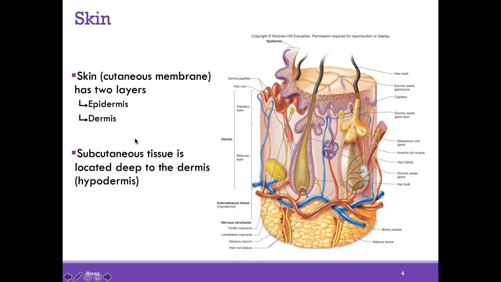Another way to remember this is subcutaneous. Sub means beneath. Cutaneous is the skin. So the layer beneath the skin is the subcutaneous tissue, aka hypodermis.